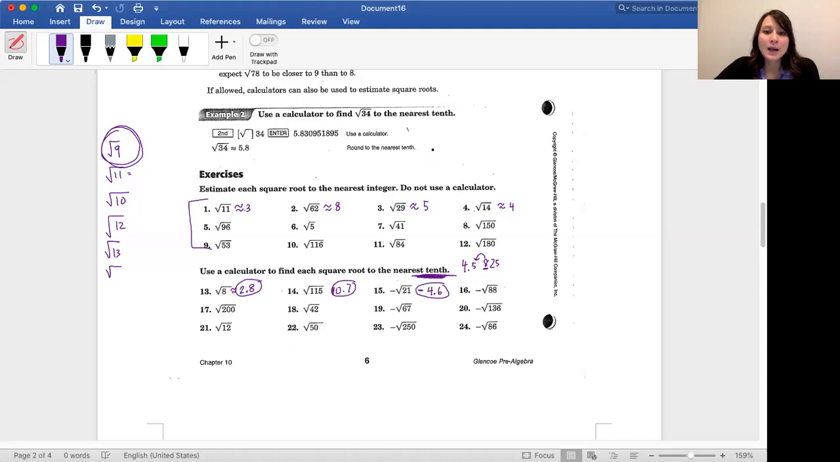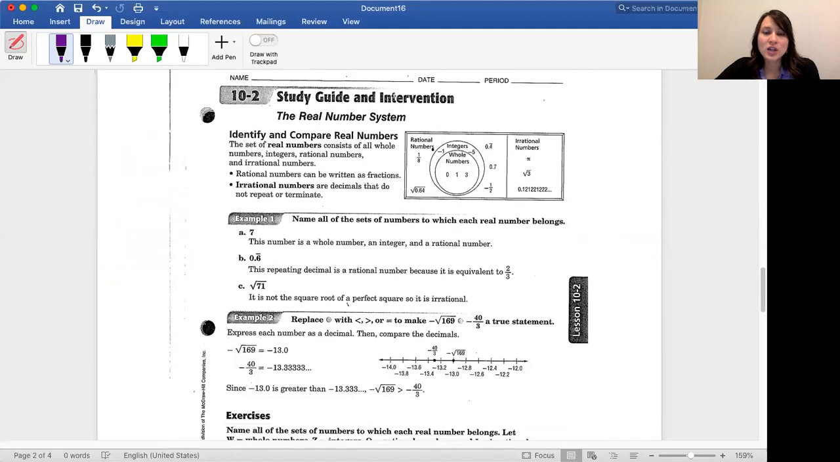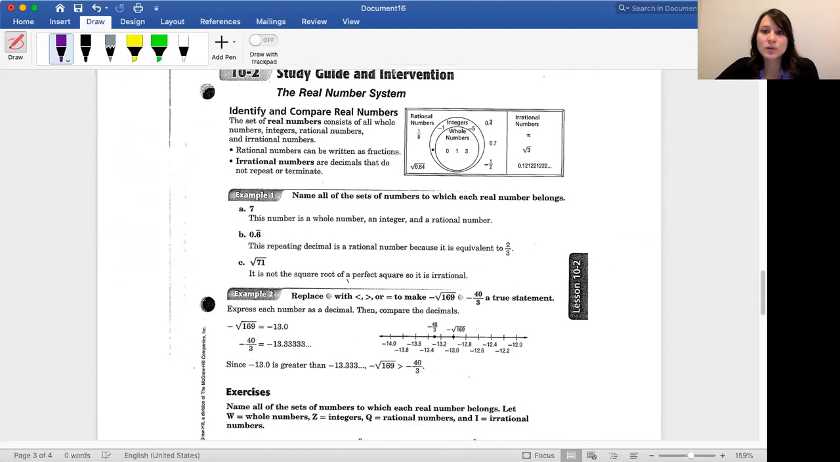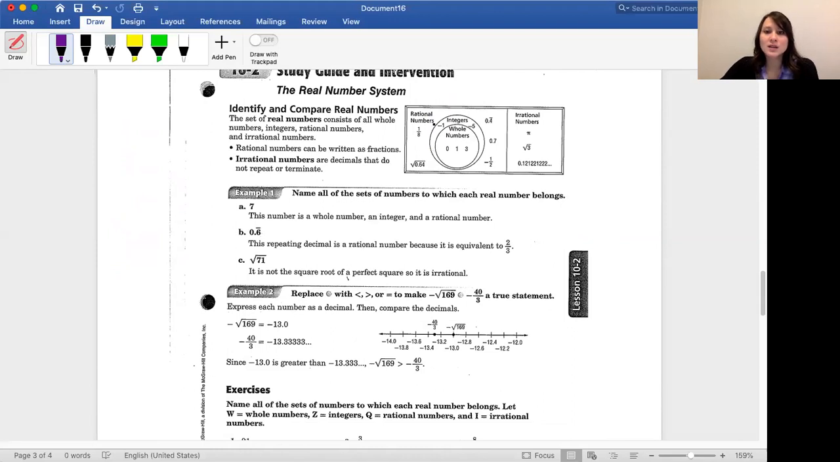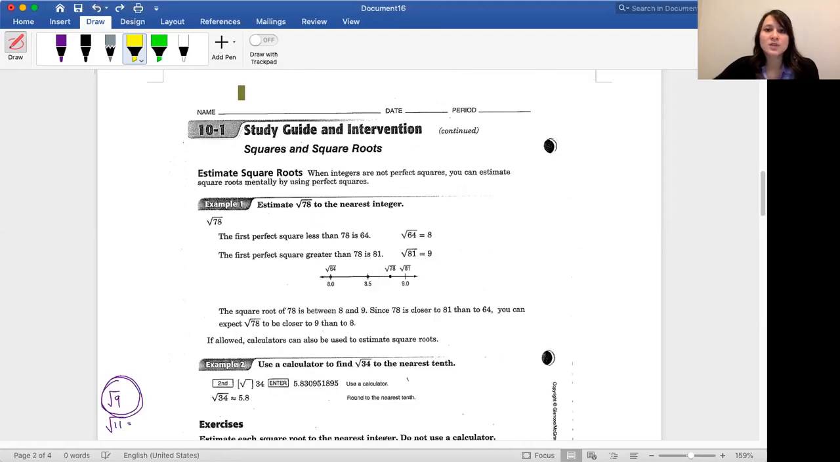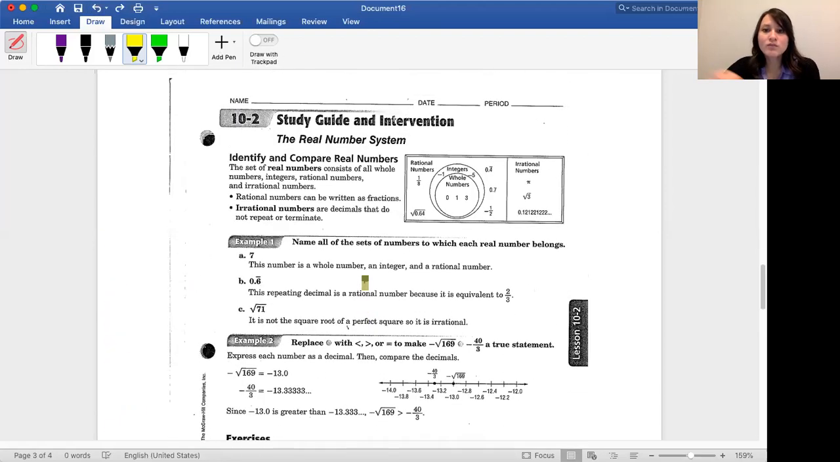All right, I'm going to move on and take a look at chapter 10, lesson 2. So with this lesson, part of it is a review where we're looking over the real number system, where we break down your whole numbers, your integers, and rational numbers, which we learned first semester. There are even some examples here of what whole numbers would be. Whole numbers are just any whole number from 0 on up.